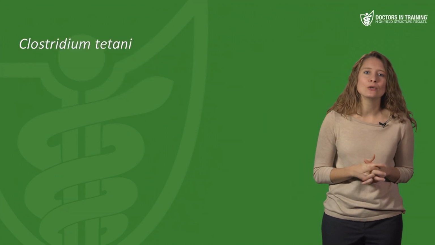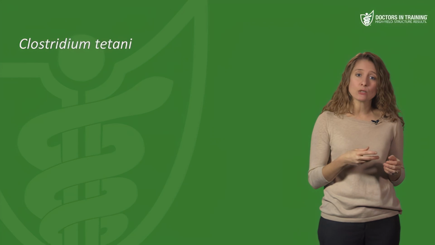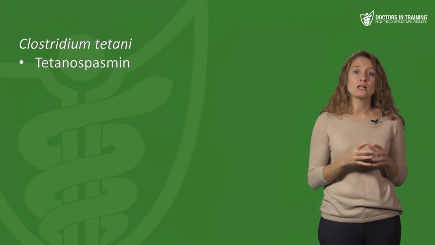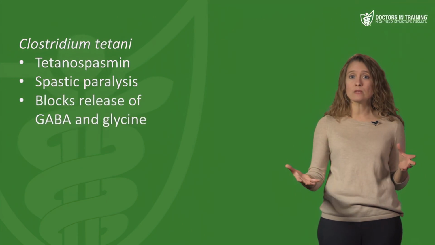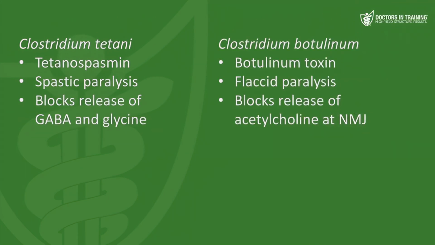So to quickly review, Clostridium tetani releases the exotoxin tetanospasm that causes spastic paralysis by blocking release of inhibitory neurotransmitters GABA and glycine. Clostridium botulinum releases botulinum toxin that causes flaccid paralysis by blocking acetylcholine release at the neuromuscular junction.